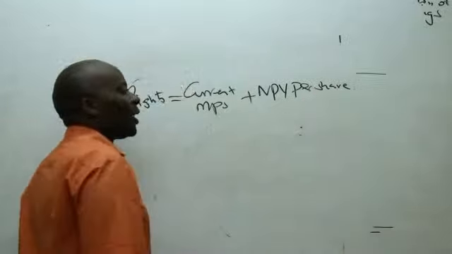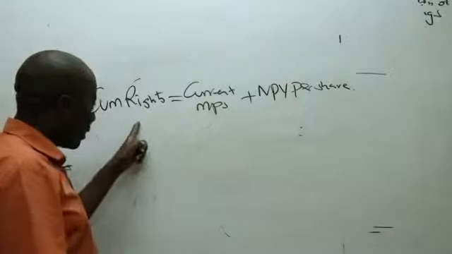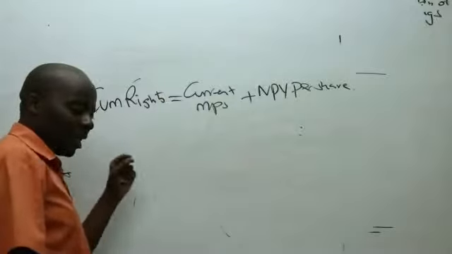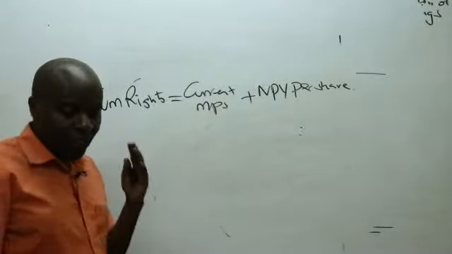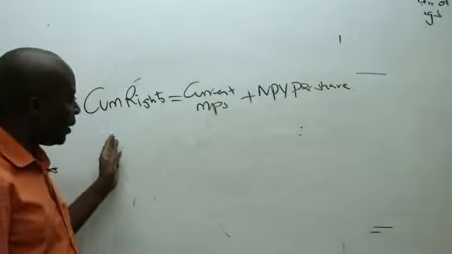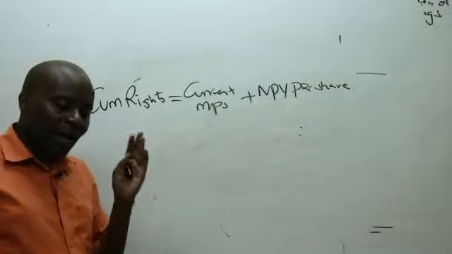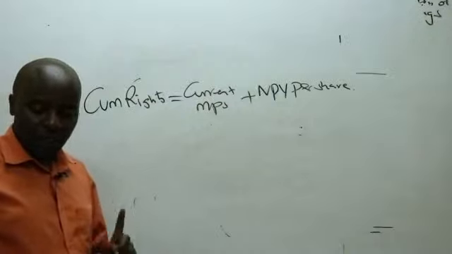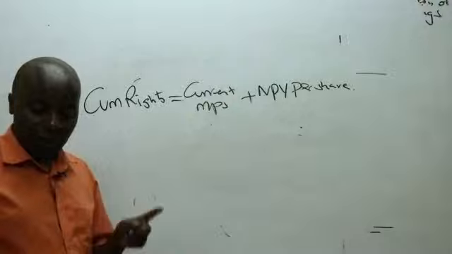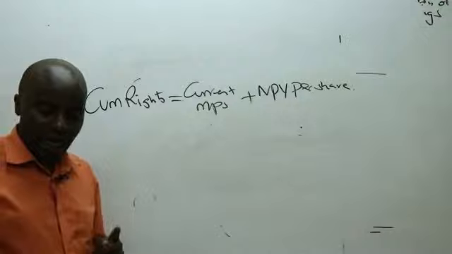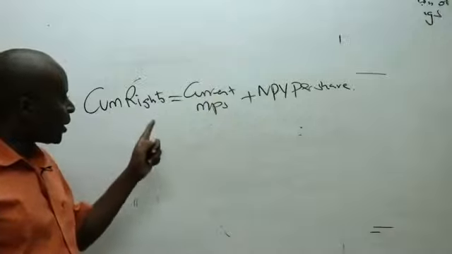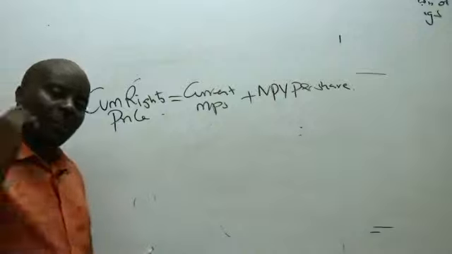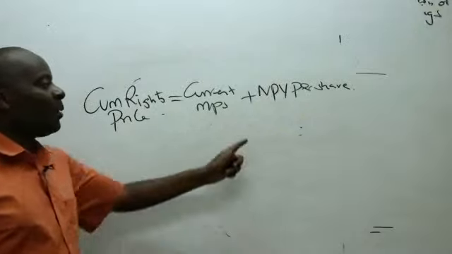Quite interesting. If I were you, I would have written this and of course highlighted it using a yellow highlighter. All the other highlighters are not effective. If you don't have one, I can buy one for you because I know the essence of yellow. Yellow is a great color. So the CAM rights price equals the current MPS plus NPV per share.